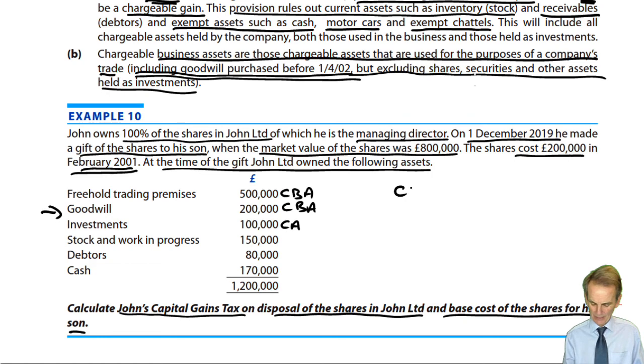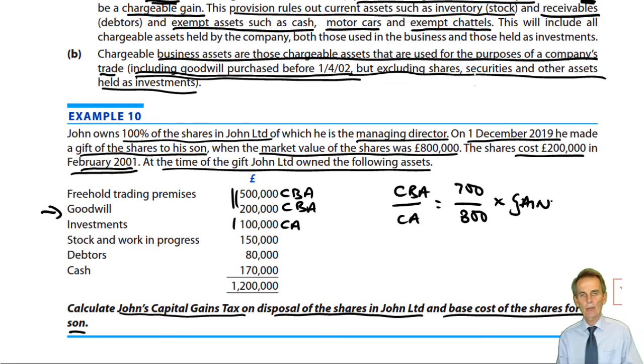So in terms of our calculation of CBA over CA, we now know that the chargeable business assets, the freehold trading premises and the goodwill, £700,000, over the total chargeable assets, i.e. CBA plus investments, £700,000 plus £100,000, that's £800,000. And that will be applied to the gain to establish the amount of that gain that is therefore eligible for gift relief. The gain itself should be a straightforward exercise.